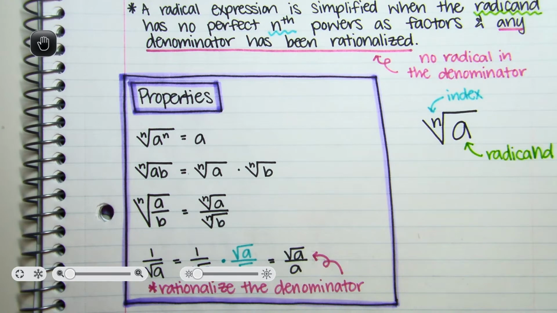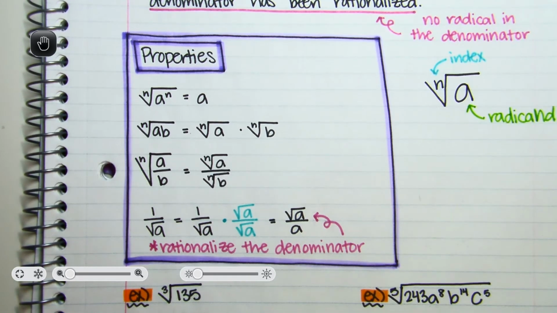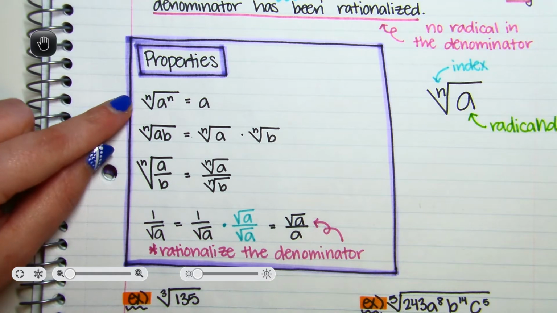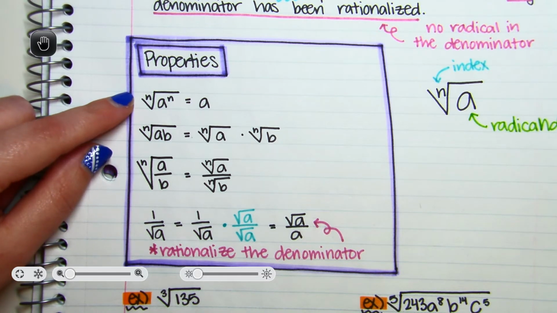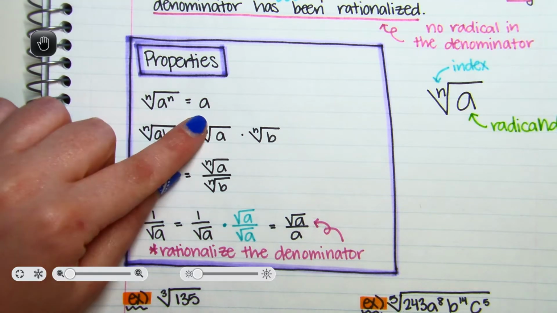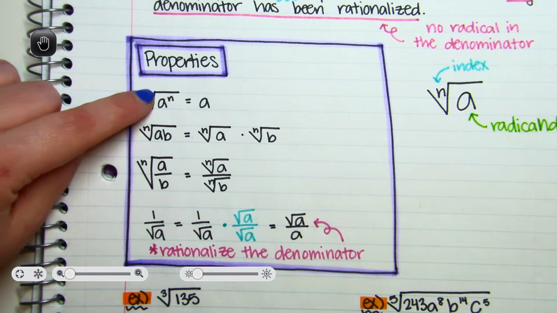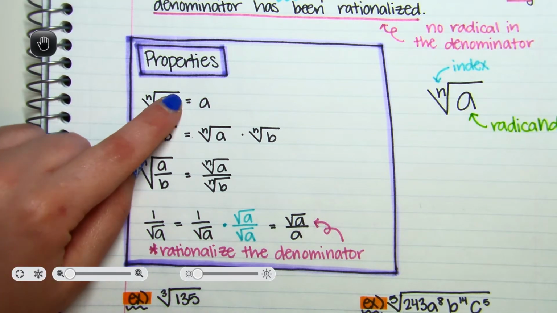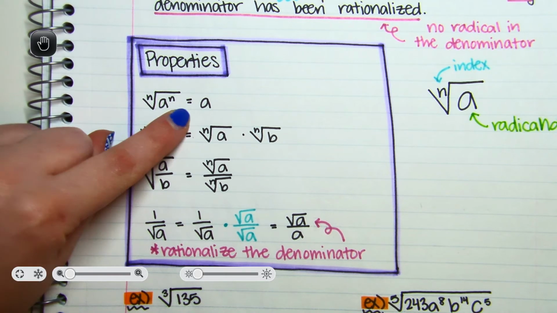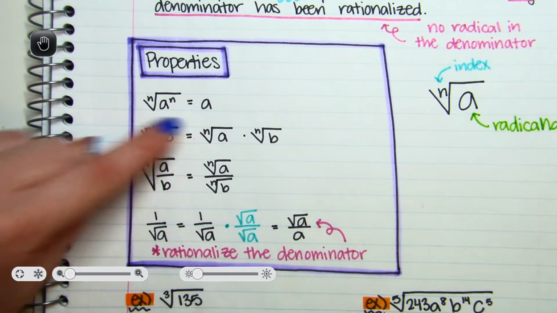Properties. Really similar idea to other things that we've looked at. So properties, basically, if you have, let's say your power is 2, the square root of a squared is just a, because that nth root and the nth power cancel out. If this was the 8th root of a to the 8th, it would equal a, etc.